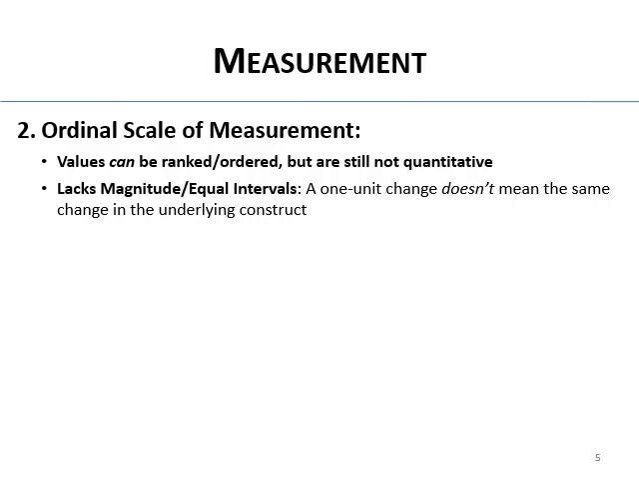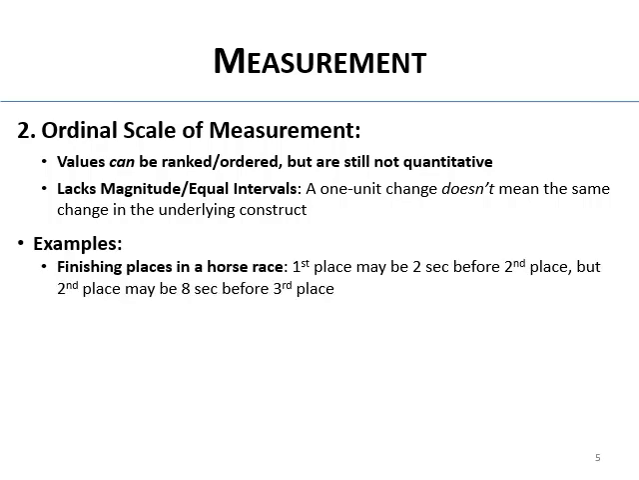So what they lack is magnitude or equal intervals. That is, a 1 unit change in an ordinal scale does not necessarily mean the same amount of the underlying construct, right? So we're going to have an example of this in a sec. Finishing places in a horse race, right? So you got first, second, and third, right? You know who came in first, second, and third, and that's about it. You don't know anything about the underlying times.